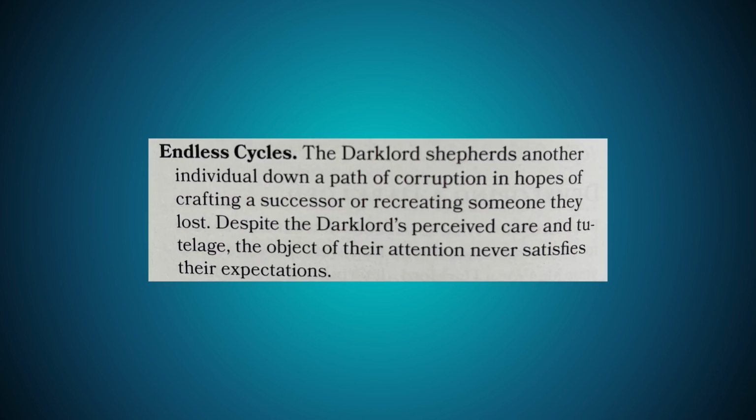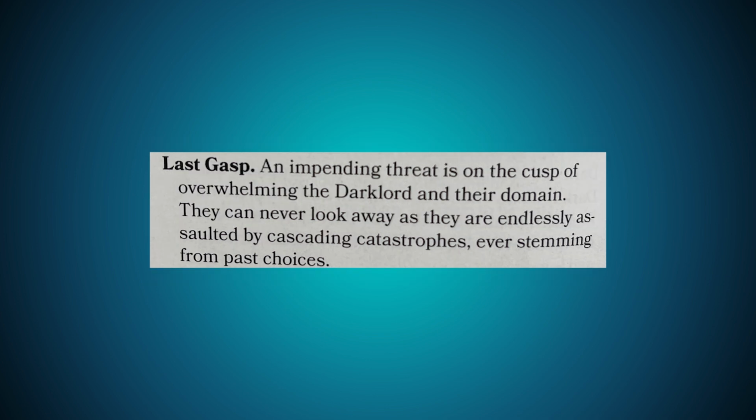Endless cycles. The Dark Lord shepherds another individual down a path of corruption in hopes of crafting a successor or recreating someone they lost. Despite the Dark Lord's perceived care and tutelage, the object of their attention never satisfies their expectations. Last grasp. An impending threat is on the cusp of overwhelming the Dark Lord and their domain. They can never look away as they are endlessly assaulted by cascading catastrophes, ever stemming from past choices.